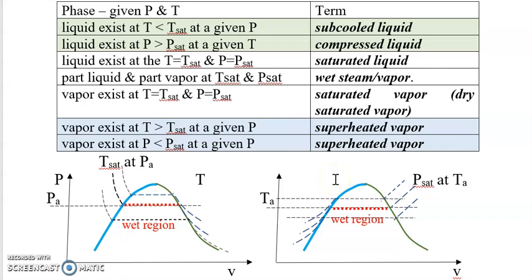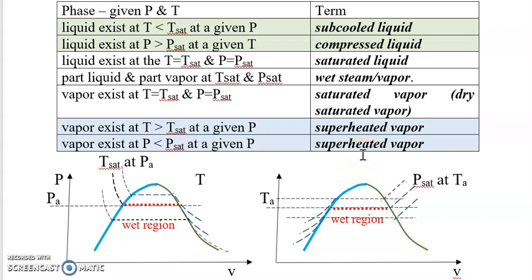This is part 2 of module 3 based on chapter 3 of your Cengel ebook. Just a summary of what state your working fluid is in. Let's say you're given pressure and temperature, which under normal circumstances are two independent intensive properties.